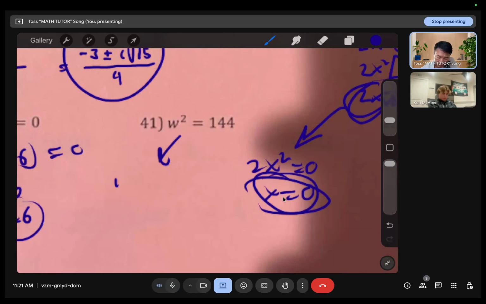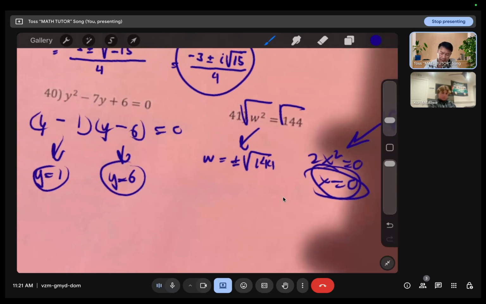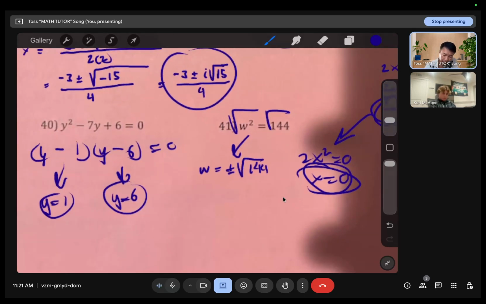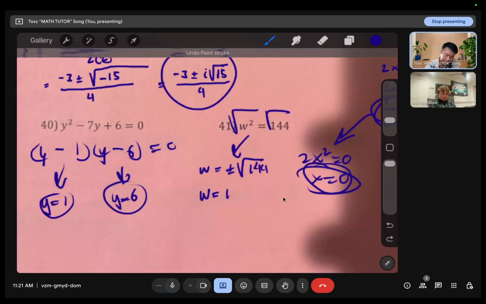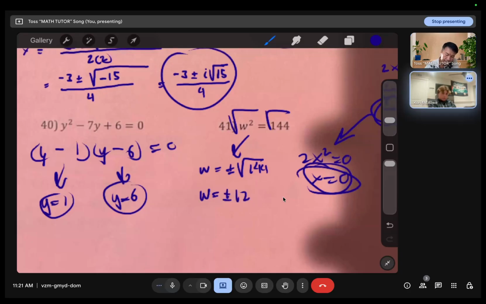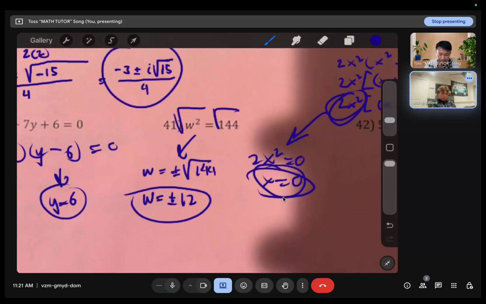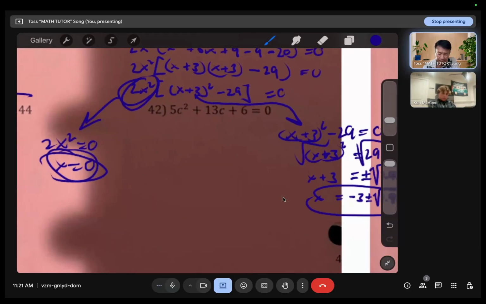This one is easy. Just go ahead and square root both sides, but do plus or minus on the other side. 144. Okay? And then you get w equals plus or minus 12. Done. Yep, there you go. 41. Okay, last one here.